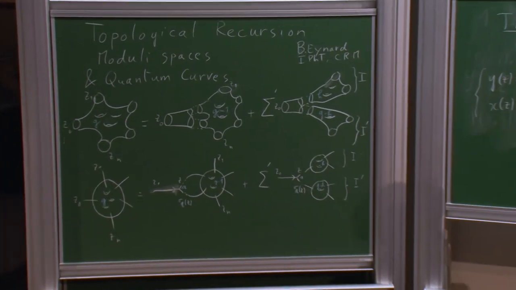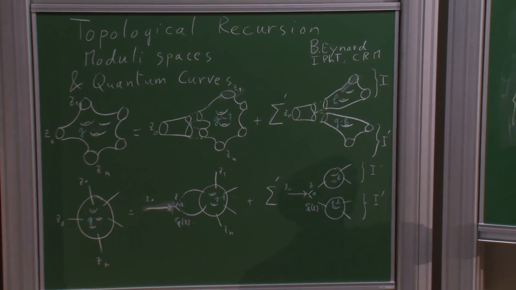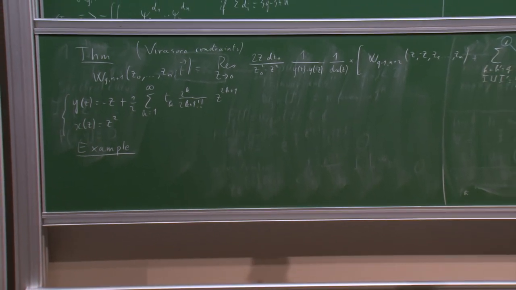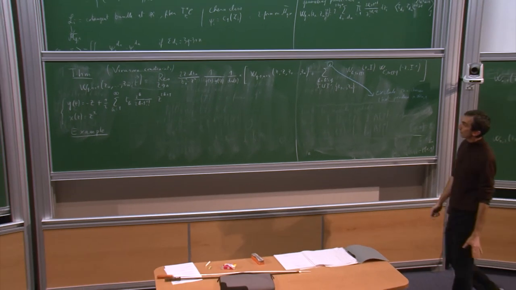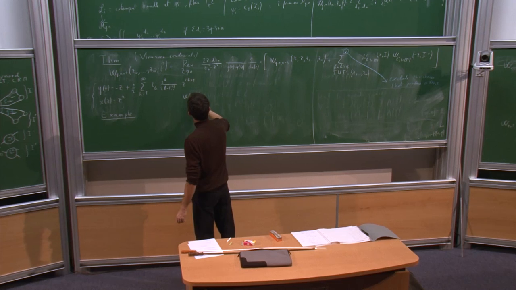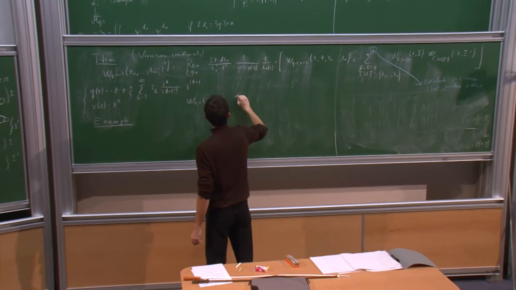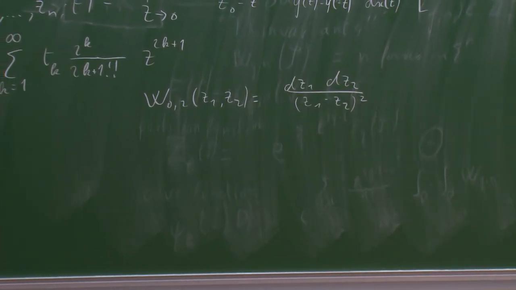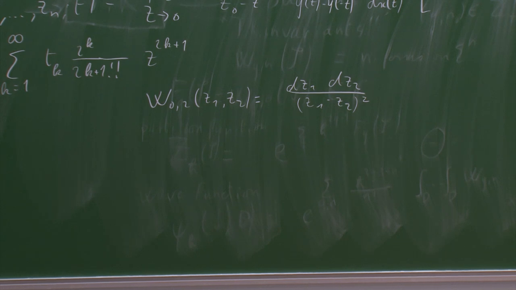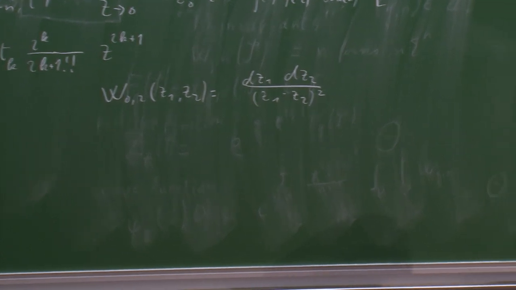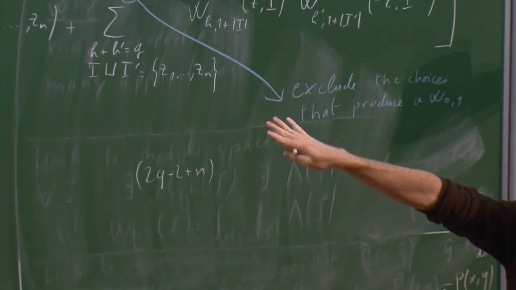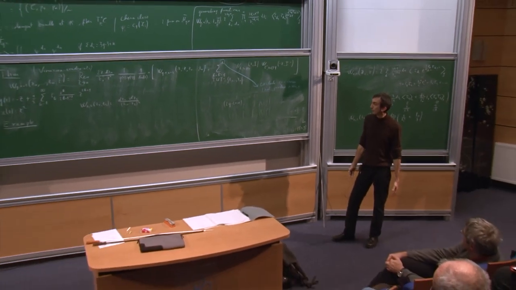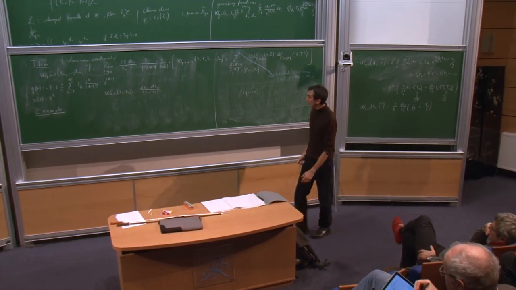And let me do an explicit example just to show that this is really computable. Another remark. This recursion does indeed compute everything, just starting from W. Oh, sorry, I forgot to write W02. W02 of z1, z2 is dz1 dz2 over (z1 minus z2) squared. Yes, because in this recursion, the value of 2g minus 2 plus n is always strictly lower in the right-hand side than in the left-hand side. So it's decreasing, and eventually you always arrive at W02 in 2g minus 2 plus n steps. So it really computes things.